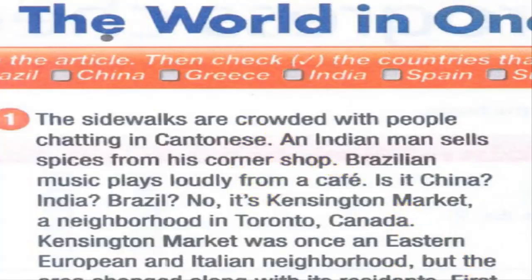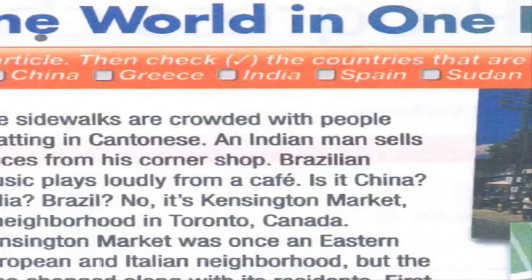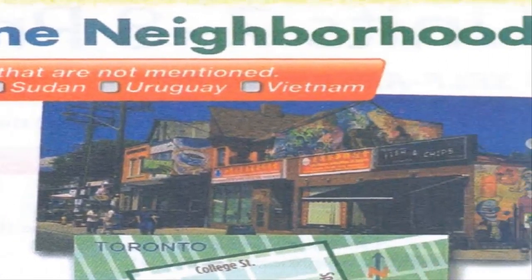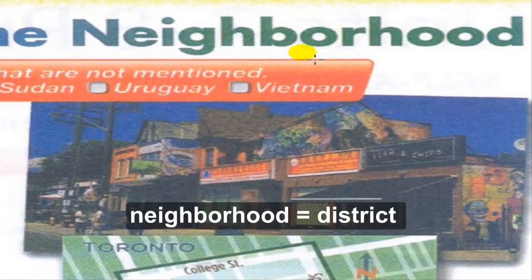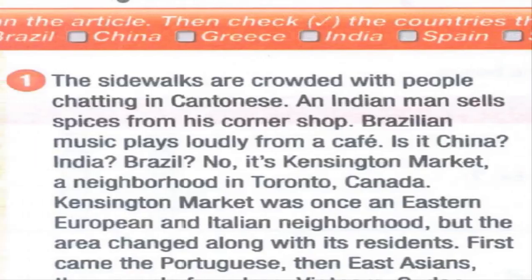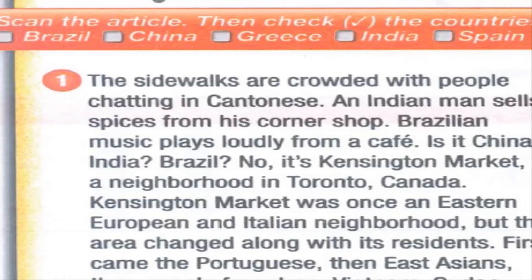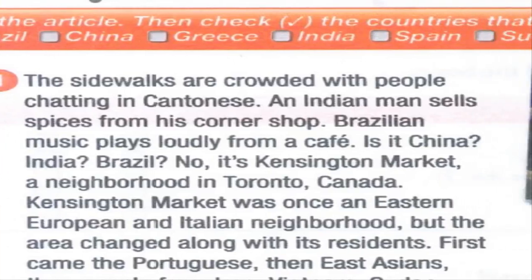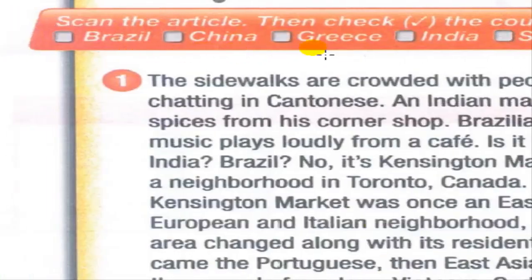The world in one neighborhood. The world in one neighborhood. Neighborhood, district. Scan the article, then check the countries that are not mentioned: Brazil, China, Greece, India, Spain, Sudan, Uruguay, Vietnam. Now, let's start to look at the picture.